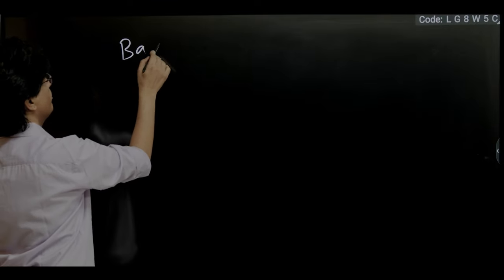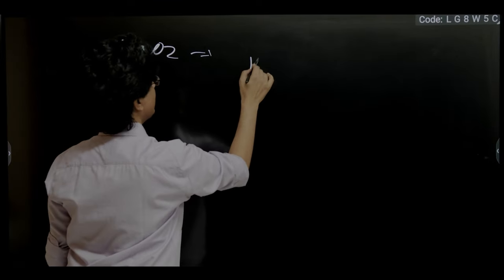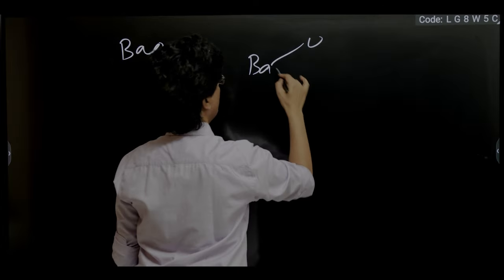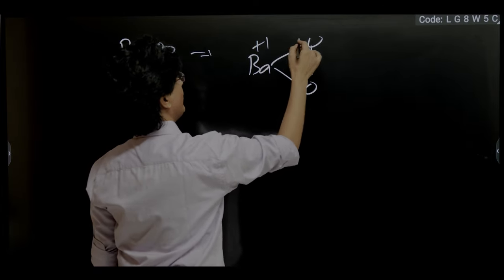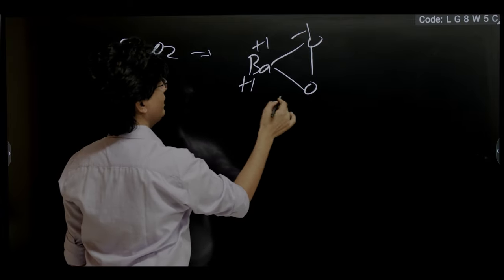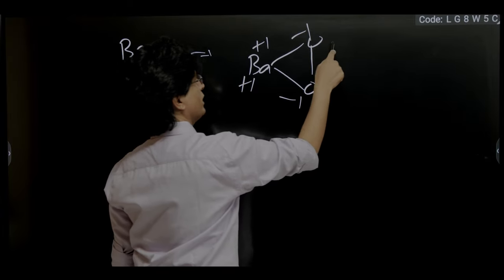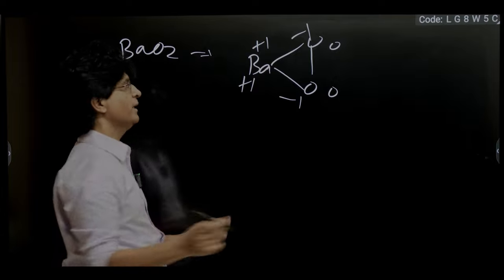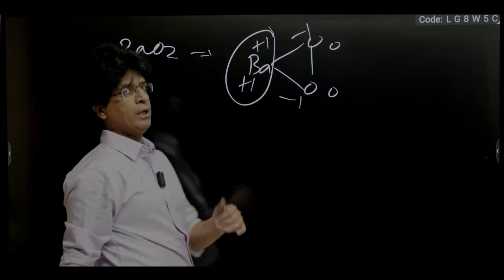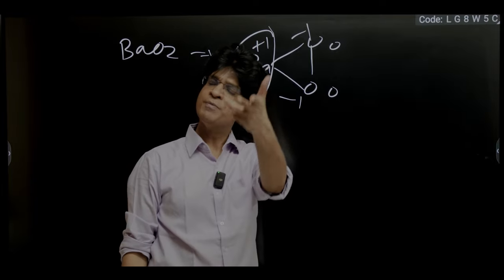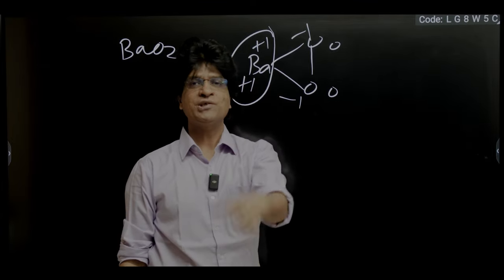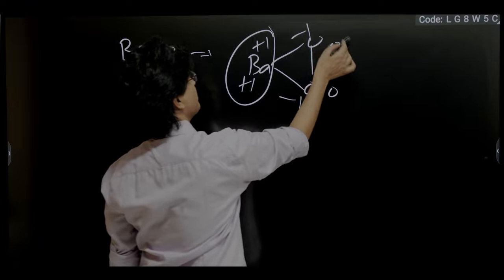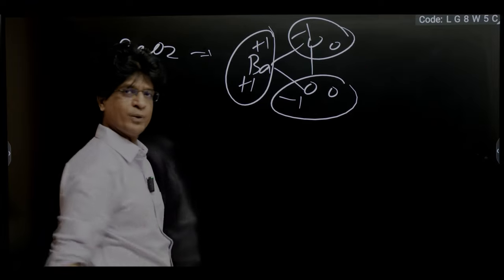Let's take one more example of a peroxide. It is called barium peroxide, BaO2, and the structure will be Ba, O, and this is O. For this bond, plus 1, minus 1, plus 1, minus 1, and for this bond, 0, 0. Is that clear? Now, barium becomes plus 2, and the condition is satisfied. I told you that for group number 2, plus 2 will always be the oxidation state, and this becomes minus 1, this also becomes minus 1. Okay.